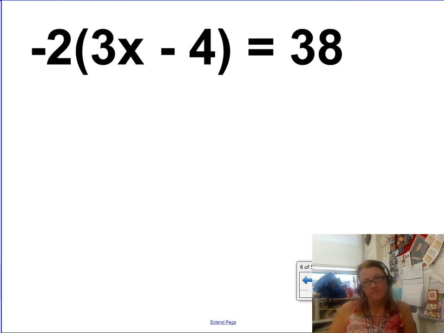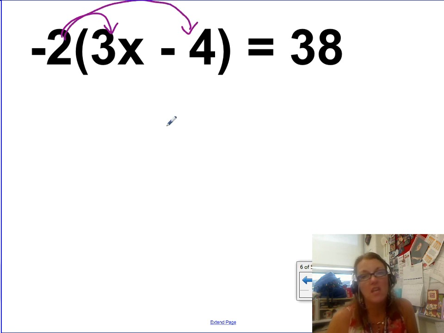Let's look at this one. Look here. I have negative 2 times the quantity 3x minus 4 that equals 38. All right. My variable is right here, but it's trapped inside these parentheses. And the only way to break through those parentheses, well, there's a couple of ways, but I'm going to show you this way today, and I want you to stick with it. Distribute the negative 2 so that your parentheses go away.